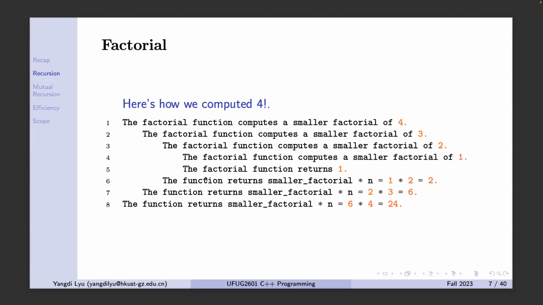After it returns, we go back to the outside and compute the smaller one. The smaller one is 1, times our n. What is our n now? We are computing factorial of 2, right? So in this case, n equals 2. Then we can output that factorial of 2 is 2. Then we jump to the outside: 2 times 3. Then jump to the outside and compute the 4th factorial. So any questions on this?